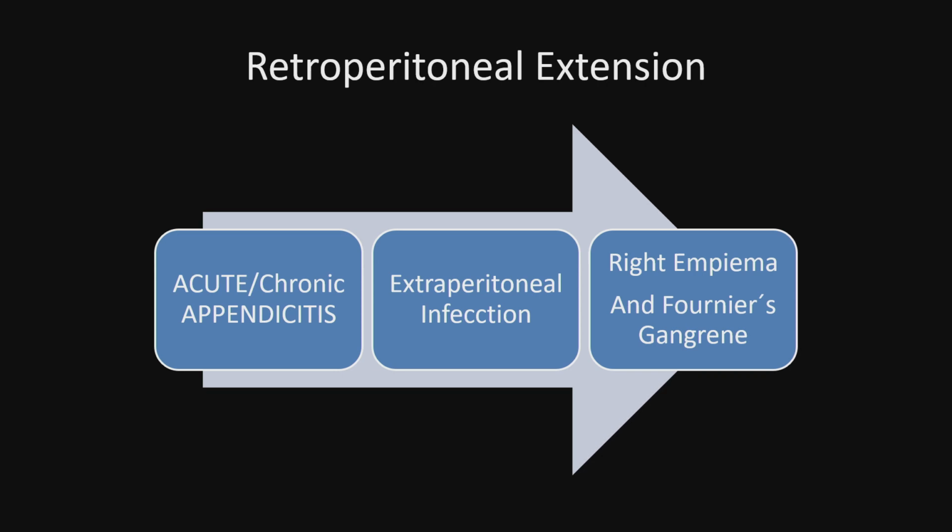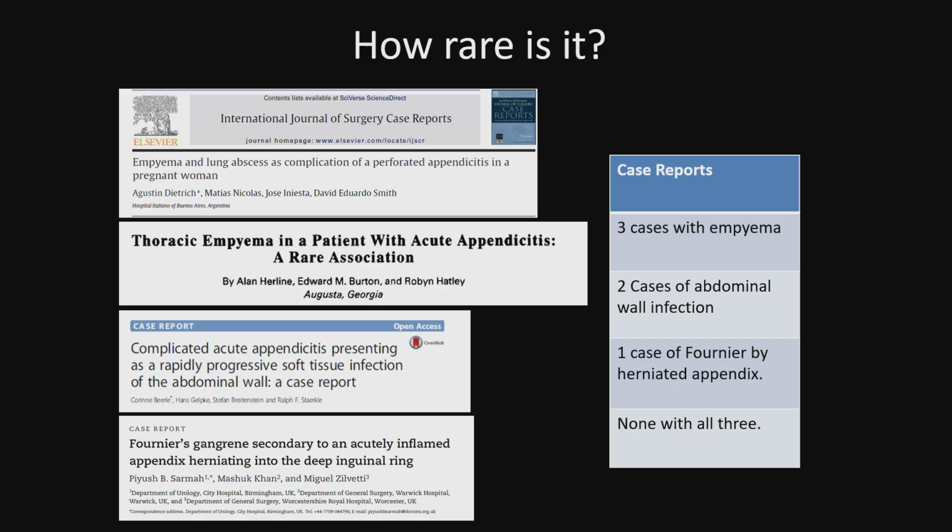It's a hematogenous infection. But this time, we didn't have bacteria in the bloodstream. Well, that's what our blood culture said. So this is like the conclusion of the case. We have a retroperitoneal extension, an acute/chronic appendicitis with extraperitoneal infection that developed a right empyema and a Fournier gangrene. So that's about it.